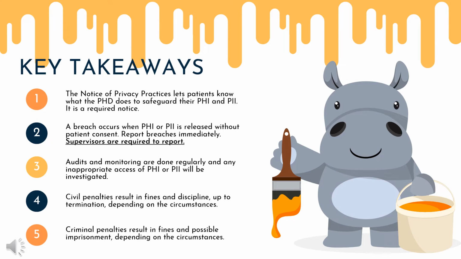3. Audits and monitoring are done regularly, and any inappropriate access of PHI or PII will be investigated. 4. Civil penalties result in fines and discipline up to termination depending on the circumstances. 5. Criminal penalties result in fines and possible imprisonment depending on the circumstances. In the next section, we will review how to safeguard PHI and PII, as well as see examples of different scenarios you may encounter as a staff member of the PHD.